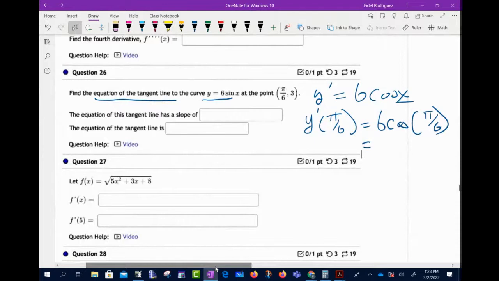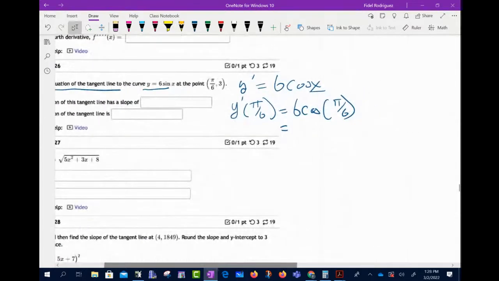Okay, so we said that this was equal to 6 times the square root of 3 over 2.